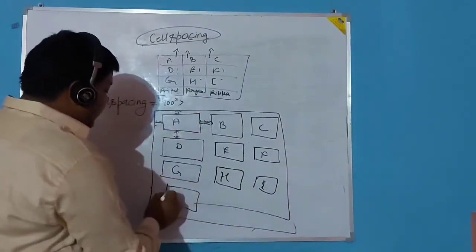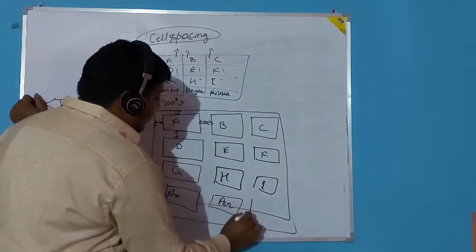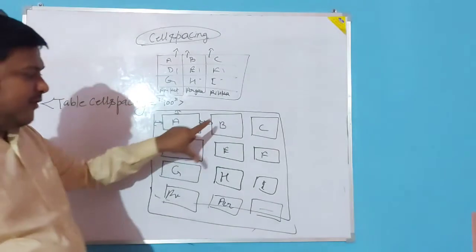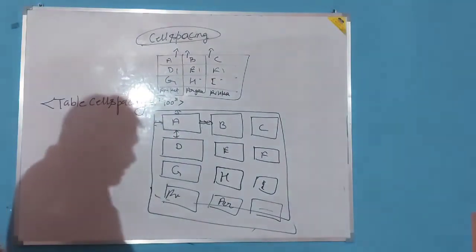So here Aniket, here Aryan, and here Ritika. Clear? So if you want to display the tables like that, in which all the cells are separated, here we have to use cell spacing.